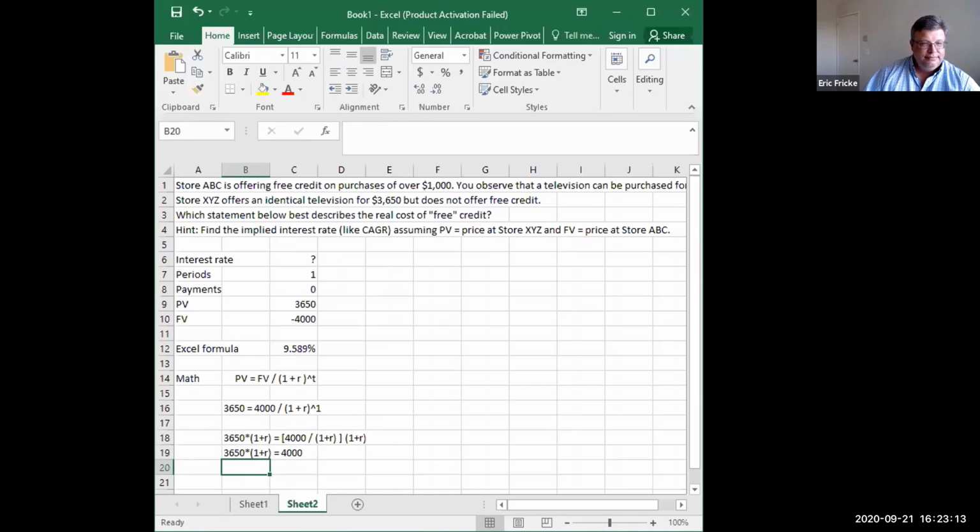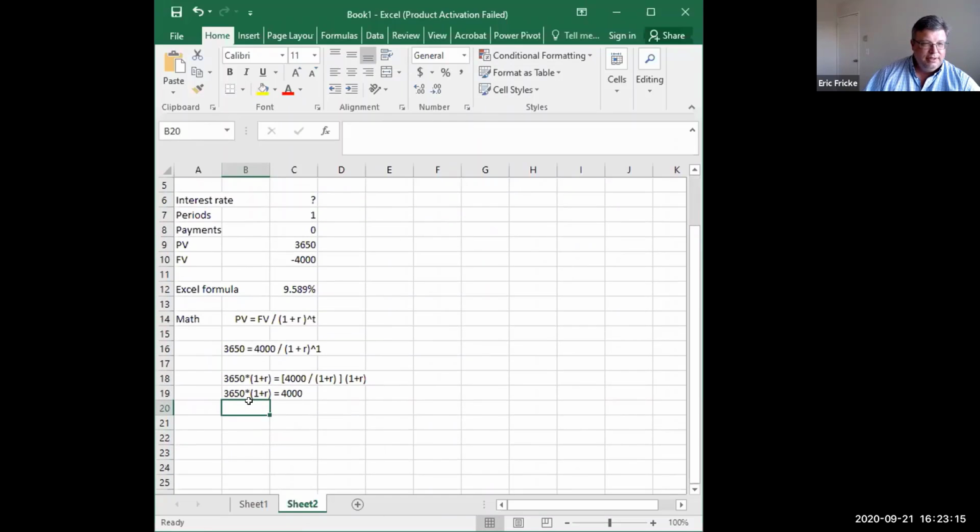Okay. And that means we're left with this then if we divide both sides by 3650. Right? And so that means R is equal to 4,000 divided by 3650 minus 1.